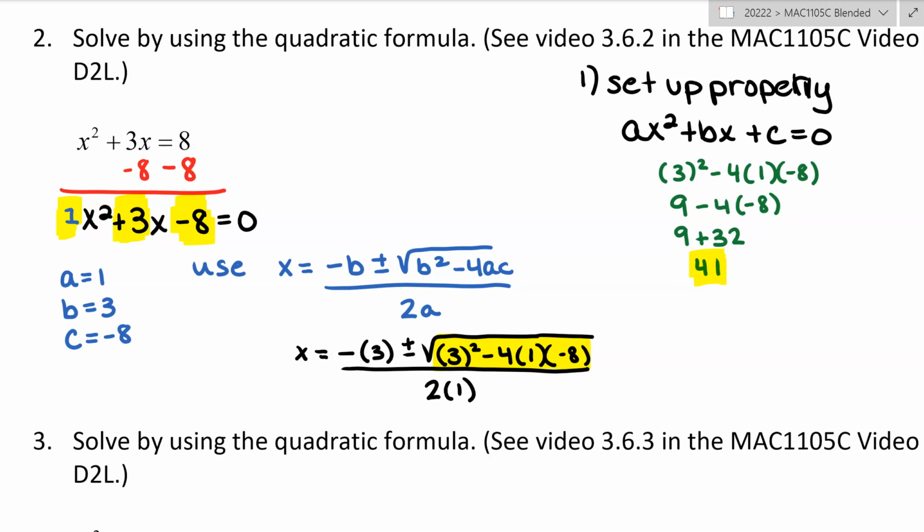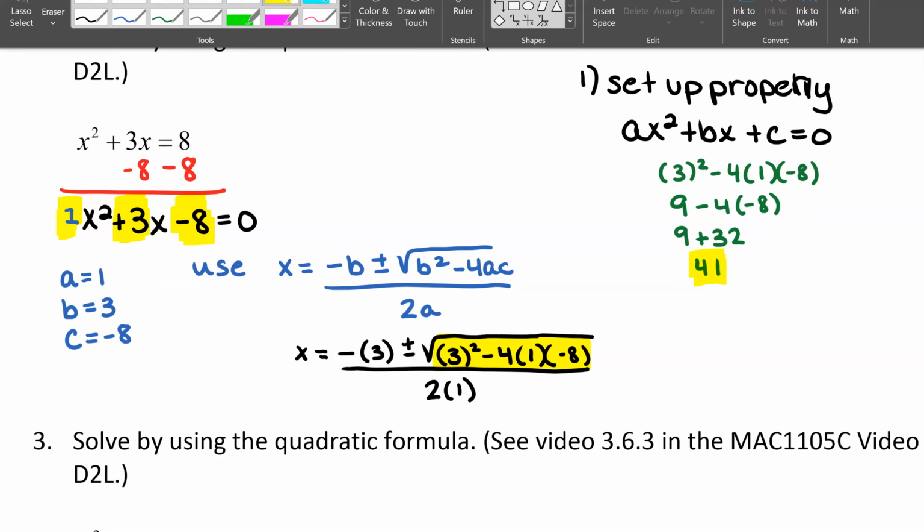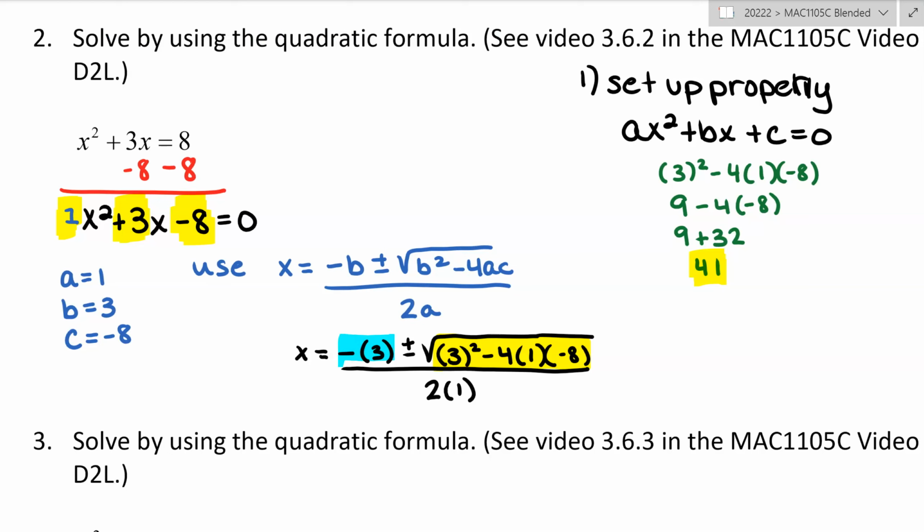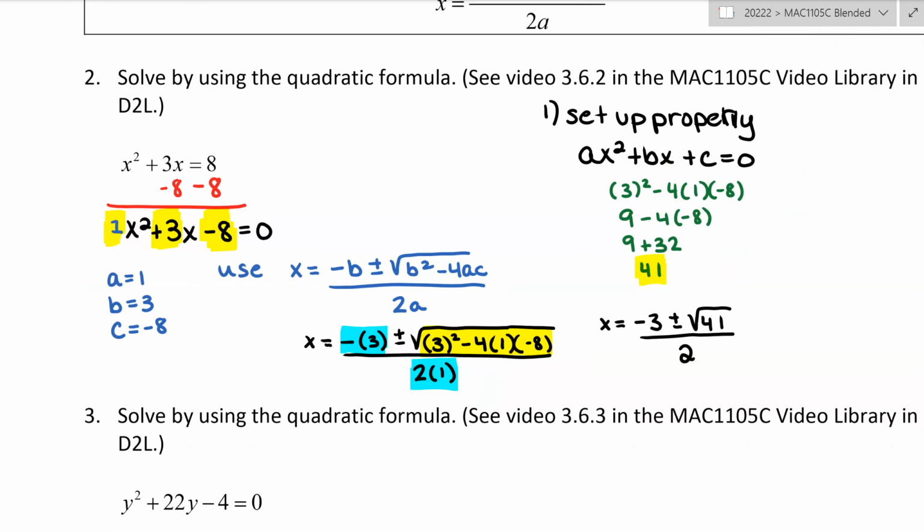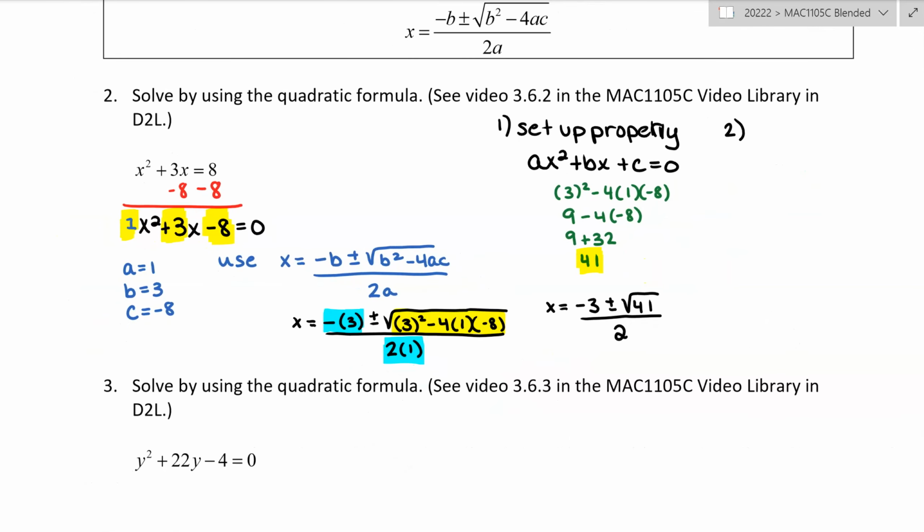is 41. So I'm going to come back and I'm going to do the other math, right? There was a little bit of math here, this math and this math. So I'm going to do the blue math and I'm going to replace the number under the radical with 41. So I have x equals, now negative times 3 is just -3, plus or minus the square root of 41, big divides, and then 2 times 1 is 2. So first, you set it up properly. Second, you use the formula, which is what we just did.